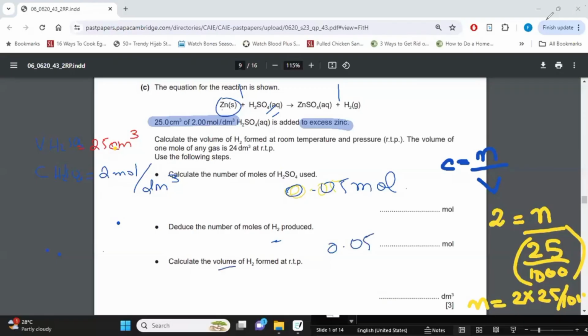Finally, they're saying now find the volume of hydrogen. What are you guys going to do? Hydrogen is a gas. My teacher told me that if you want to find the moles of a gas, do volume divided by 24. Exactly. So the moles are 0.05. We don't know what the volume is. Divided by 24. Would anybody like to do the calculations? Let me know what answer you guys are getting.